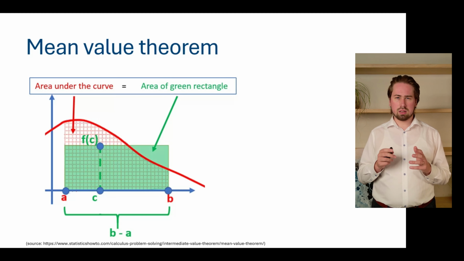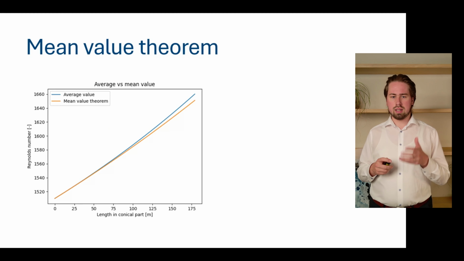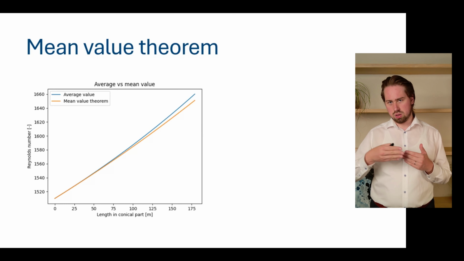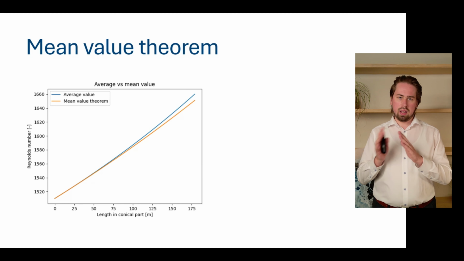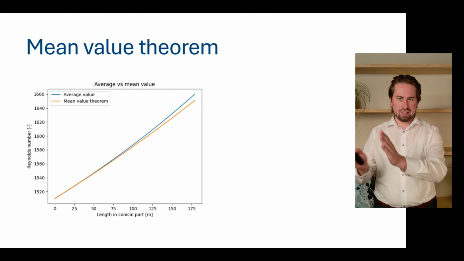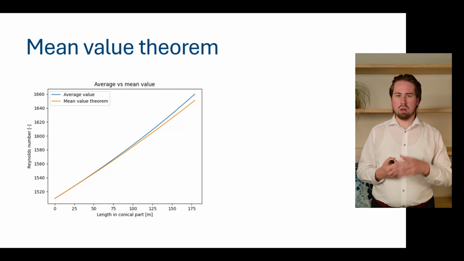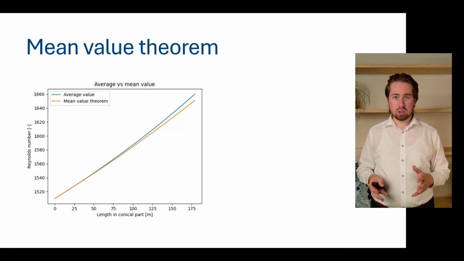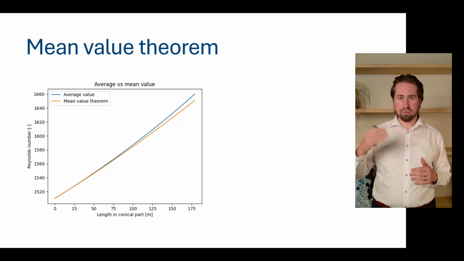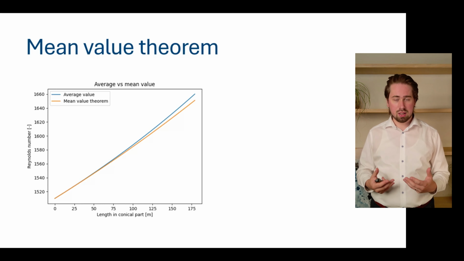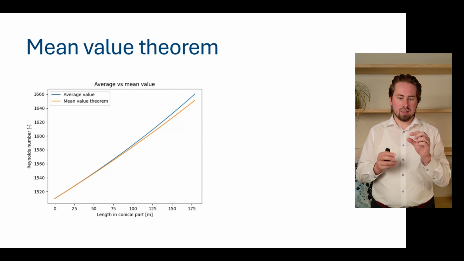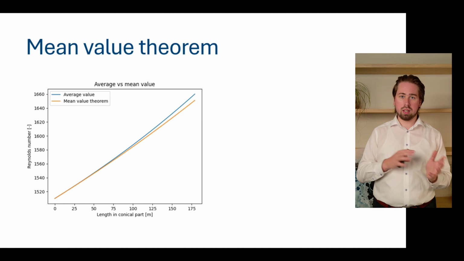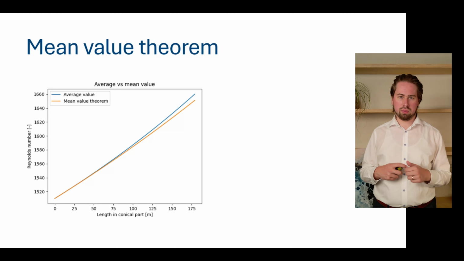And just to show that this actually makes a difference, let us take a look at the Reynolds number for different lengths alongside the conical part. As you can see, the average value versus the mean value theorem diverges towards the end. The difference might not seem that big, but what is important is that these probes, especially the FLUX probe, are designed for 300, 400, 500 meters borehole depth. And there, even small differences can have a big influence in the end, especially when we're working in this transient zone between laminar and turbulent flow.